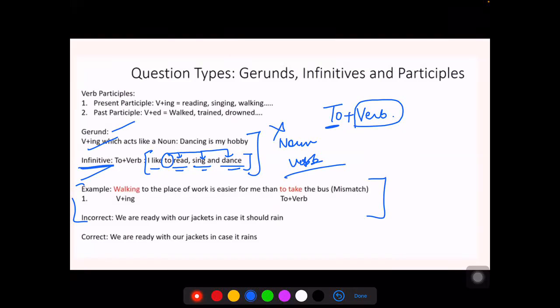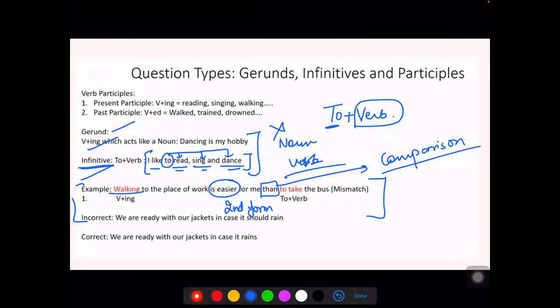All right. So here it is written, walking to the place of work is easier, this is a second form of verb, for me than. Now I have told you that when you are making a parallel comparison, it should match with the rest of the sentence. So it is written, walking to the place of work is easier for me than to take the bus. This is a mismatch. So rather than to take, it should be taking, because I have used a verb form. So here also, after that, I have to use the verb form to make a parallel comparison.